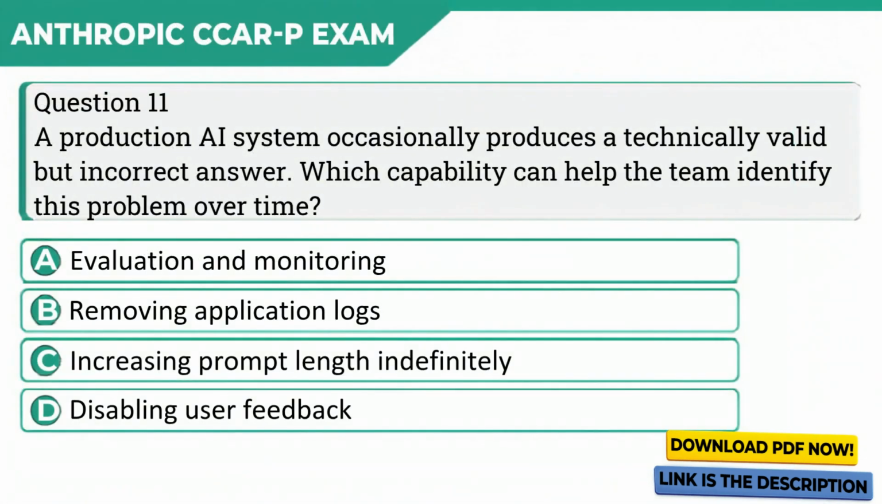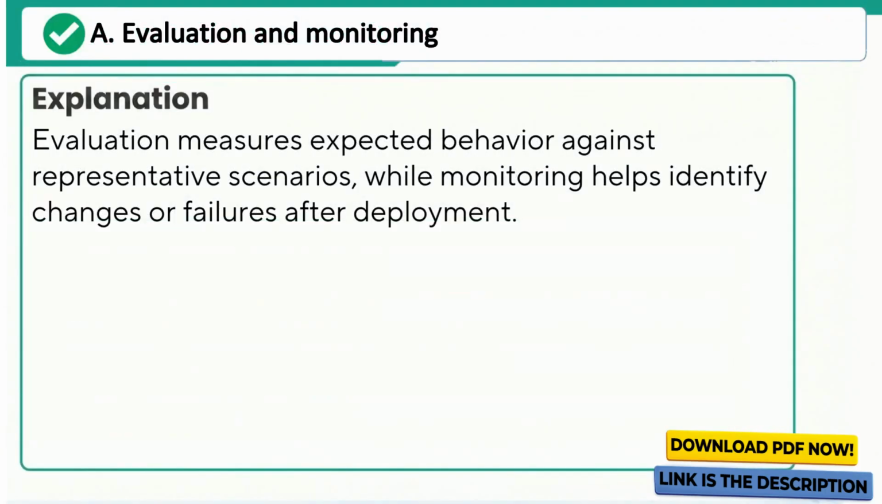Question 11. A production AI system occasionally produces a technically valid but incorrect answer. Which capability can help the team identify this problem over time? A. Evaluation and monitoring. B. Removing application logs. C. Increasing prompt length indefinitely. D. Disabling user feedback. Correct answer: A. Evaluation and monitoring. Explanation: evaluation measures expected behavior against representative scenarios, while monitoring helps identify changes or failures after deployment.